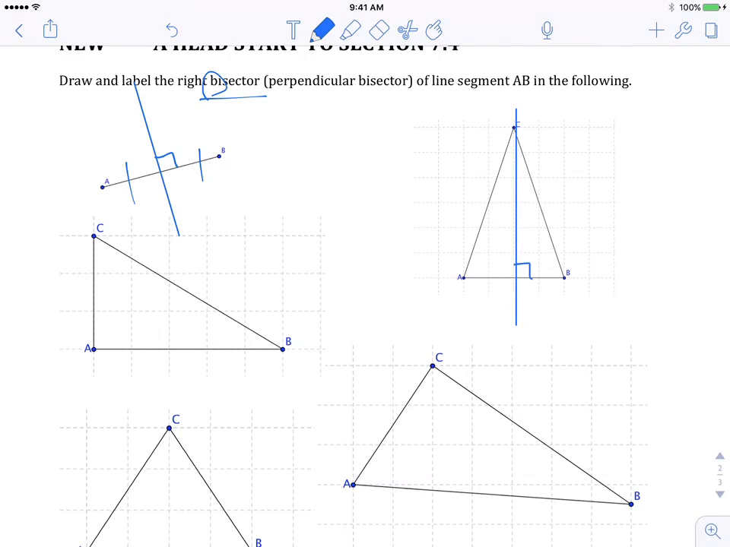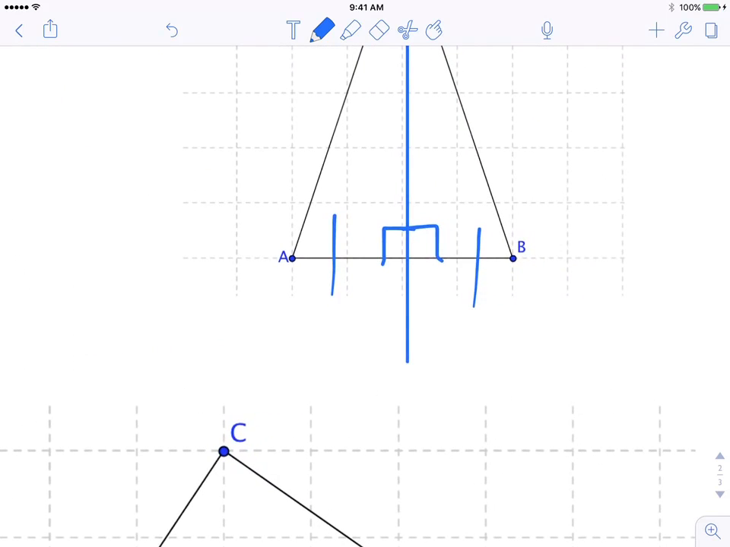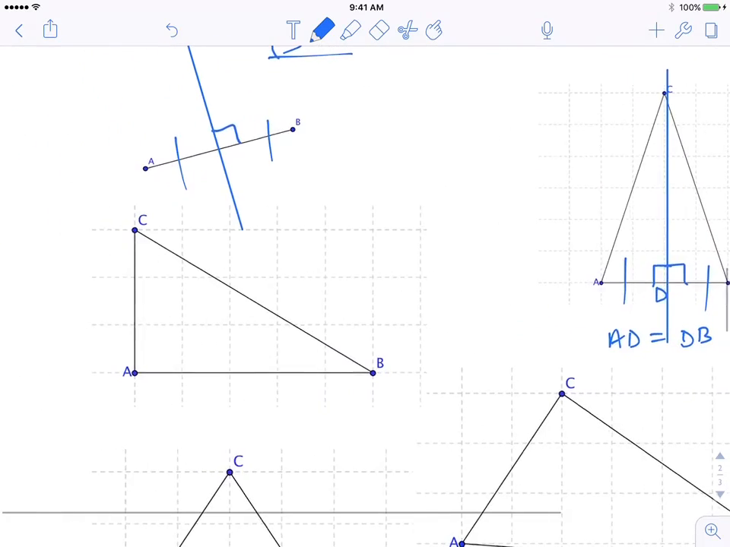And then that would be 90 degrees here, and that would be 90 degrees there. And of course, this side would be equal to that side. So I'm labeling it to show you that those two parts are cut in half. Now, if I have A and B there, I might call this D. So I know that AD is equal to DB. That's important to show.